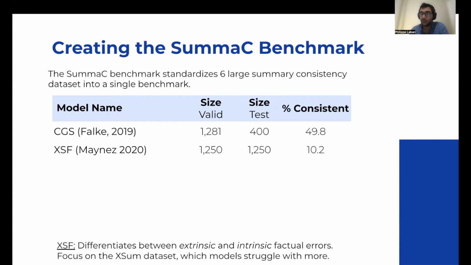The authors first differentiated between extrinsic and intrinsic factual errors, which became a standard, in which intrinsic errors are contradicting elements in the original document. However, extrinsic errors are potentially accurate, but not stated in the original document. The other interesting aspect of XSumFaith is that it focuses on the XSum dataset when most of the other datasets focus on the CNN Daily Mail dataset.